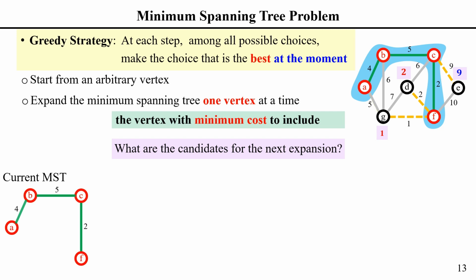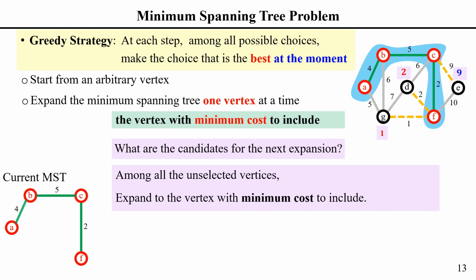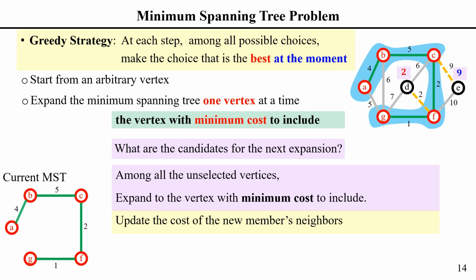Okay, let's go for another round. We just repeat the same procedure. Among all the unselected vertices D, E, G, we expand to the vertex with the minimum cost, which is G in this case. And again, we need to update the neighbors if needed. Among all the neighbors of G, A, B, F are already in the current minimum spanning tree, so we only need to check the neighbor D. D has a cost of 2 now. And with this new membership of G in the current minimum spanning tree, we can also reach D through this new edge, GD. But since the new cost is higher than the current cost, we keep the lower one, so there's no update for D. So we finished this expansion. We expanded to G and updated the cost of its neighbors.